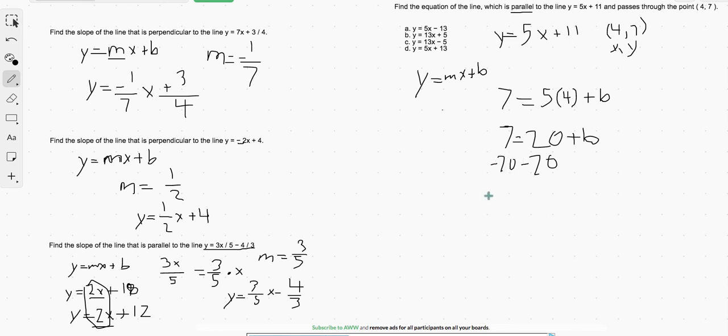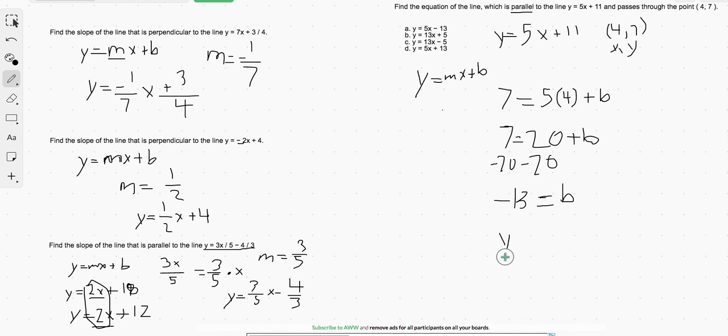So what is 7 minus 20? It's minus 13. Minus 13 equals b. You don't put the plus because there's nothing to add over here. So you just put the equal sign and then b. So now we found b, and now we can put our equation together.